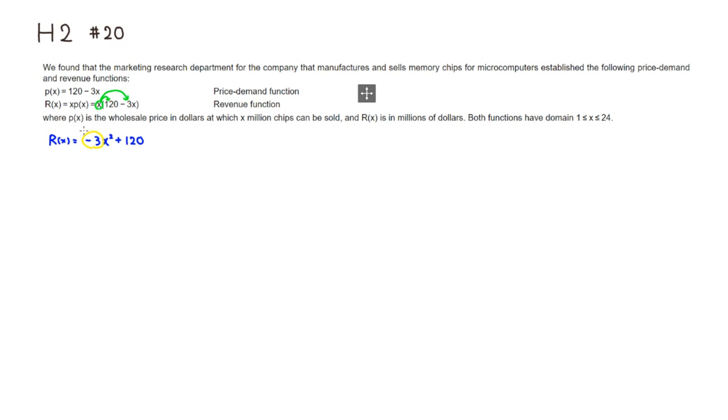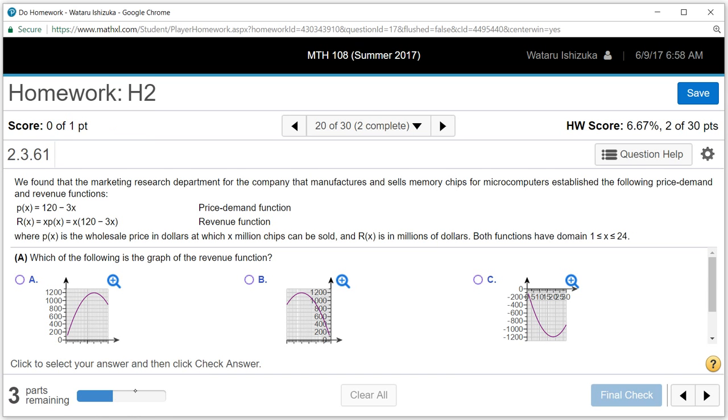And also, the x-intercept is 0, so we can set this equal to 0. If you set this equal to 0, you can see that x is going to be 40. So the x-intercepts are 0 and 40. Maybe that might be enough to answer this question. It has to be facing down, so it's not going to be C. So it's either going to be A or B.